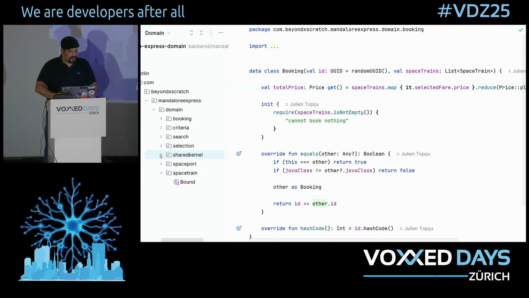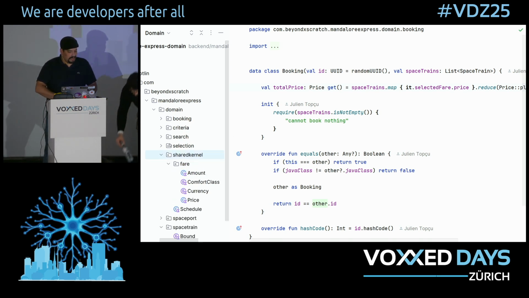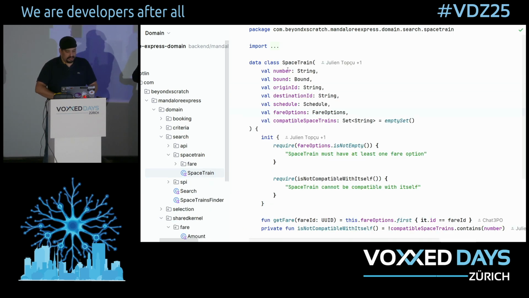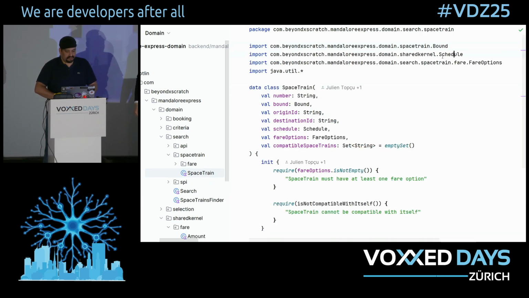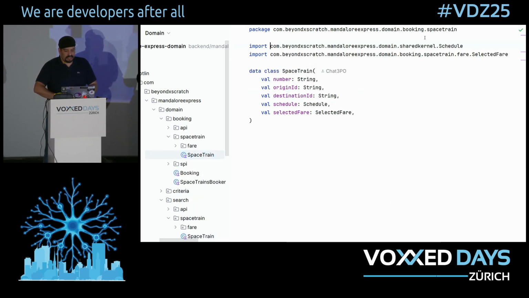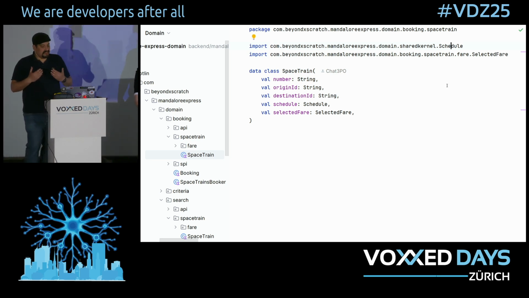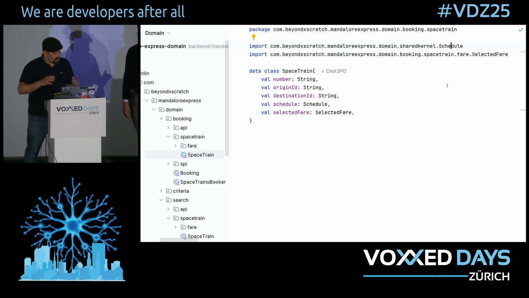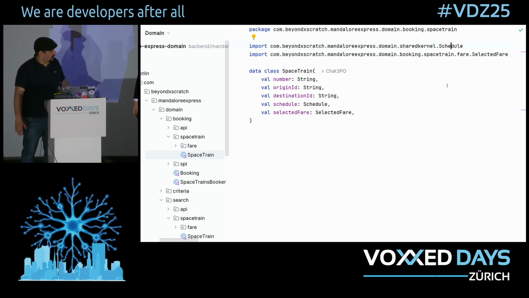So here we have our new shared kernel, right? In the search here, we have in the space train the usage of the schedule that comes from that shared kernel, as well as the space train of the booking that also has a schedule, which is exactly the same thing. So here we avoided unnecessary duplication, in the production code, but for the test as well.